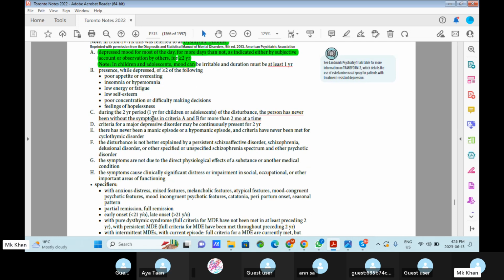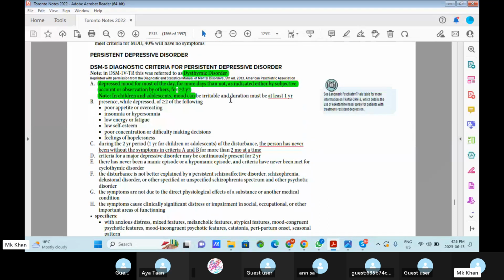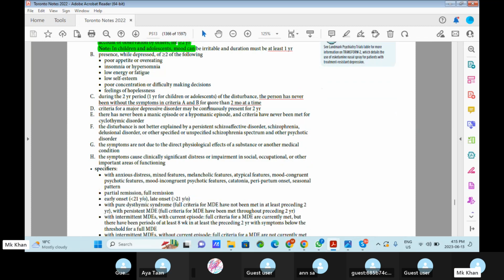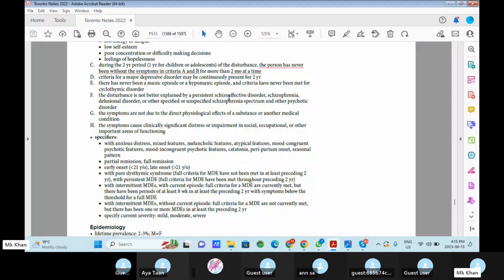And then during the 2 year period, and 1 year for children, the person has never been without the symptoms in criteria A and B for more than 2 months at a time. So these symptoms should be present kind of continuously. And criteria for major depressive disorder may be continually present for 2 years. There has never been a manic or hypomanic episode, and criteria for cyclothymic disorder have never been met.